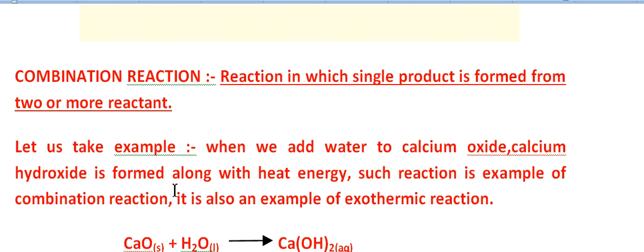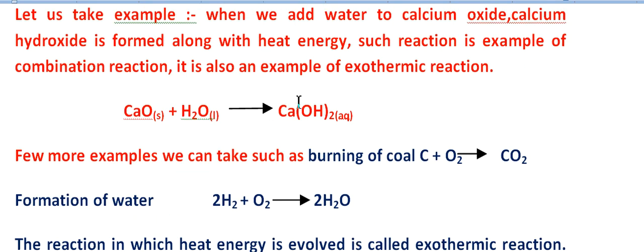So, a reaction in which heat energy is also produced is known as an exothermic reaction. Here, calcium oxide plus water will give calcium hydroxide. This is also known as slaked lime.